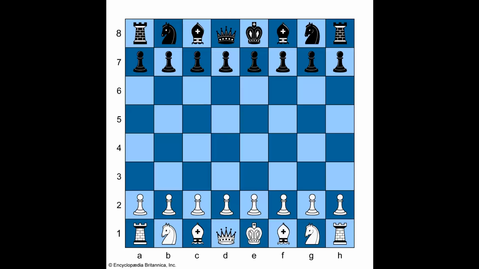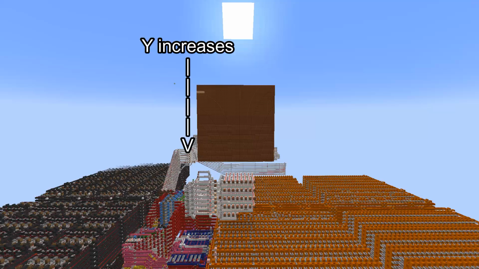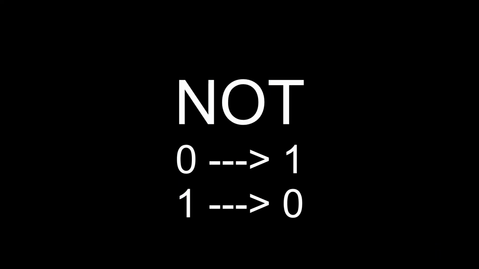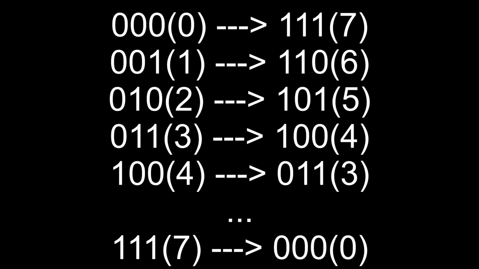But it is the y values that cause the most trouble, because the chessboard moves from bottom to top with the y values, while the screen moves from top to bottom. And because the screen and the chessboard are exactly opposites with the y values, I can actually just NOT or inverse the y values of the chessboard to get the y value of the screen. We see that 0 NOTed goes to 7, 1 NOTed goes to 6, 2 NOTed goes to 5, 3 to 4, and then 4 to 3, and then reverses the other way.